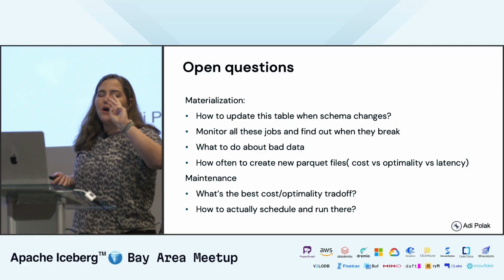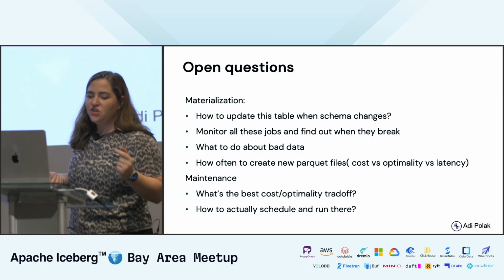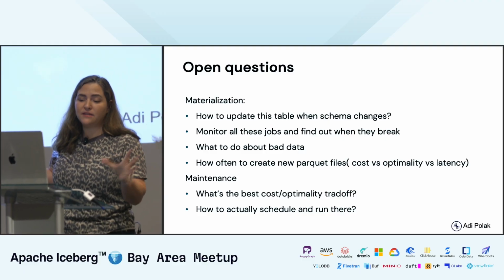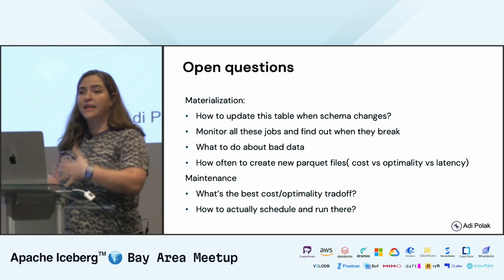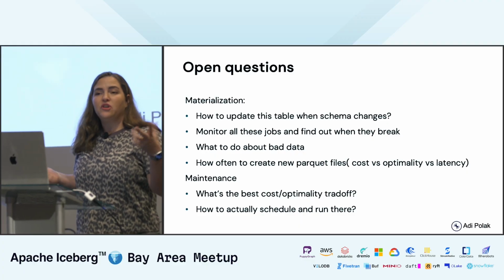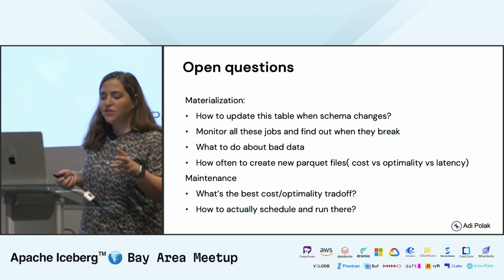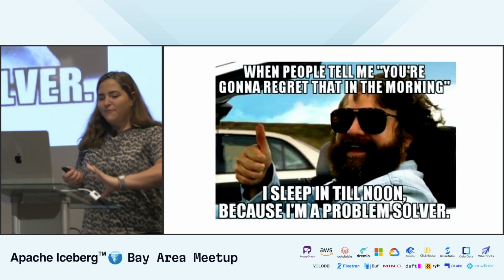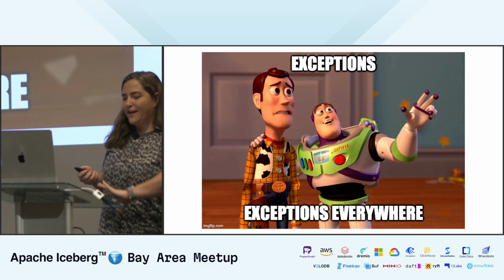What should I do about that data, right? I need to make a decision. And how often do I create a new Parquet file? Because I want to optimize for cost versus latency. On the maintenance side, how do I do that optimization? What are the best trade-offs? And how to actually schedule and run it. As you can imagine, a lot of bugs, a lot of exceptions, and so on.